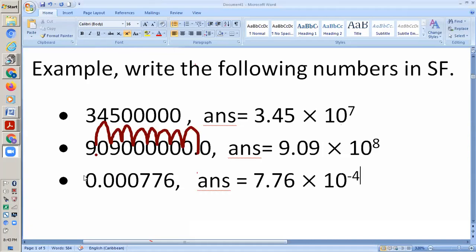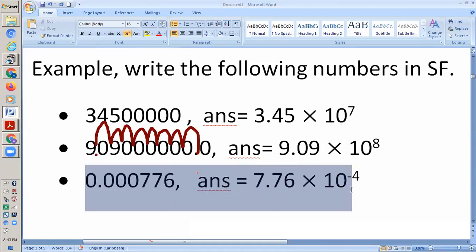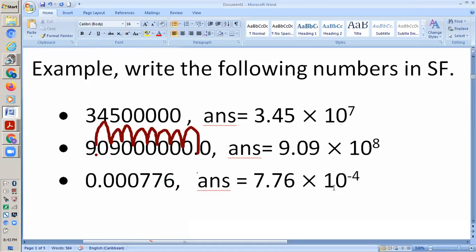Somebody already went ahead. Hello, I didn't get that answer. Okay, somebody said they didn't get an answer. I get 7.6 times 10 to the negative 5. What did I do wrong? Where did you put the point? I put it at the second 7, between the 7 and 6.